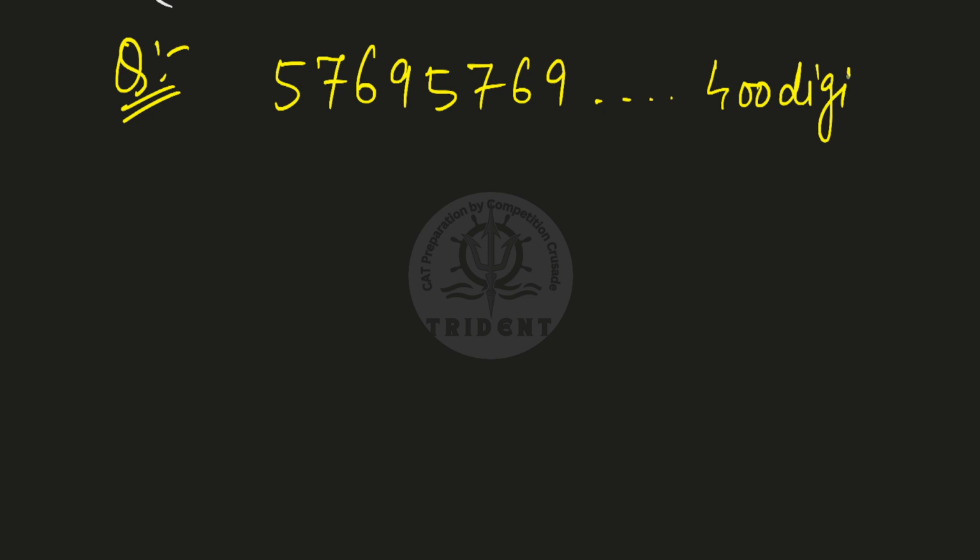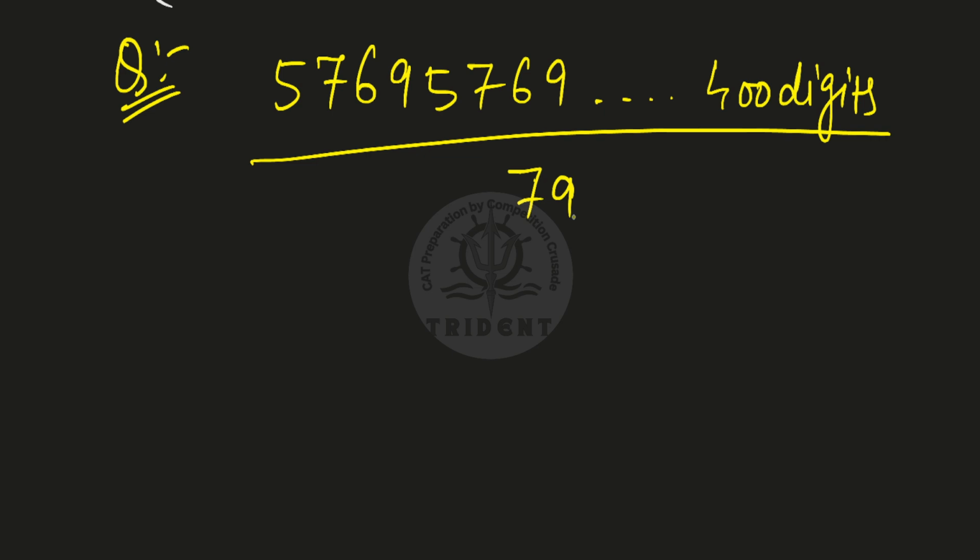this is your homework: 5769 dot dot dot, the same number 5769, till 400 digits divided by 792, and you're supposed to tell me the remainder to this. This is your homework.